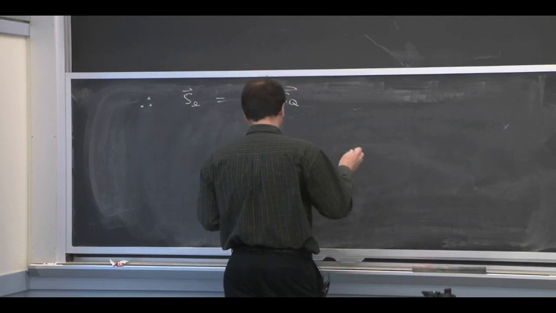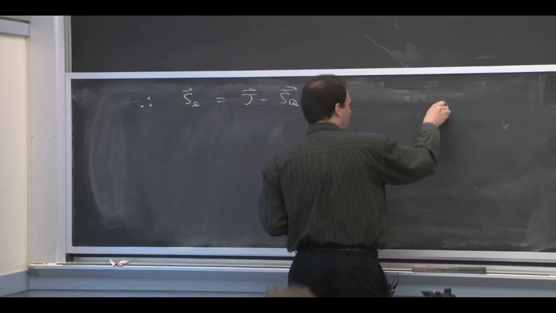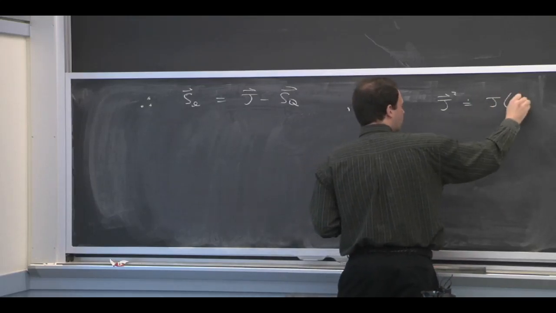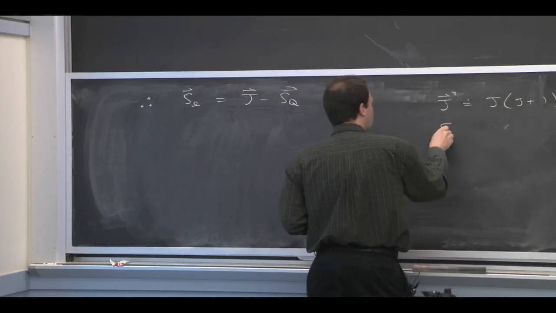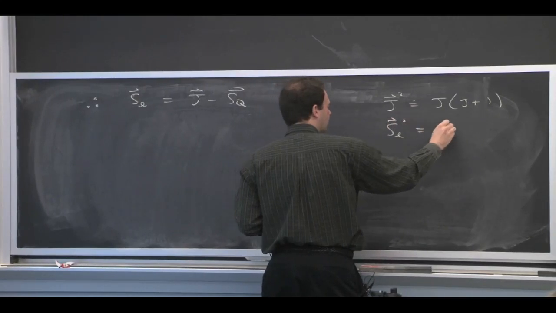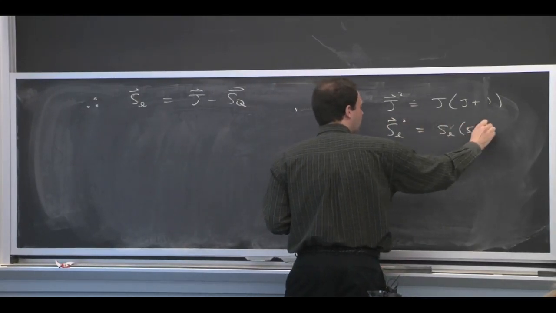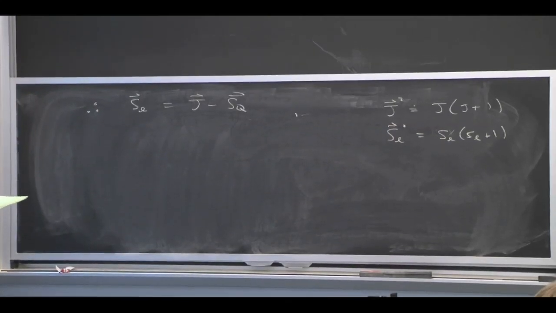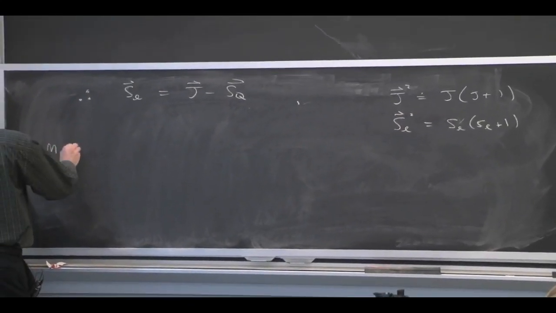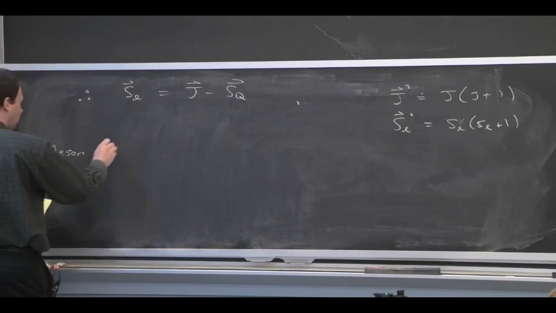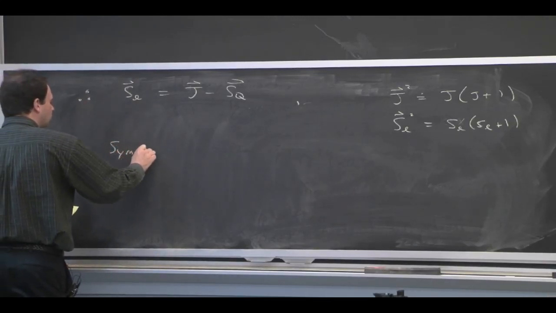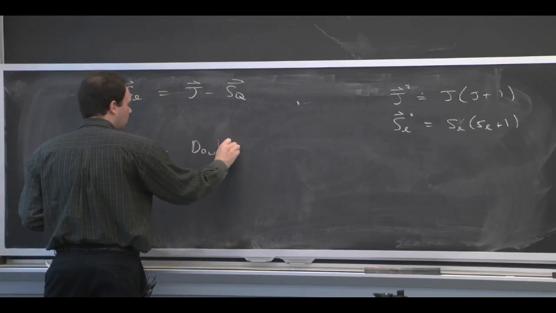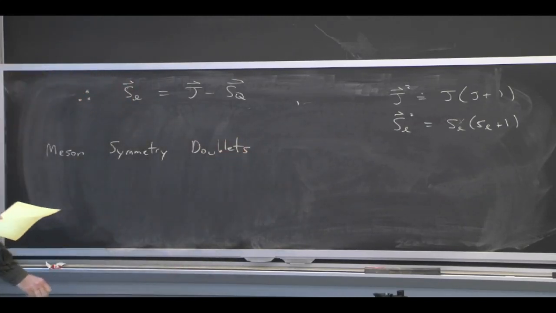And if you want to think of quantum numbers here, then J squared would be, in terms of quantum numbers, some J times J plus 1. And so we can do the same thing with SL. It would be some SL times SL plus 1 on a state with good quantum numbers of SL. So if we organize things in terms of SL, then we get symmetry doublets for the mesons.